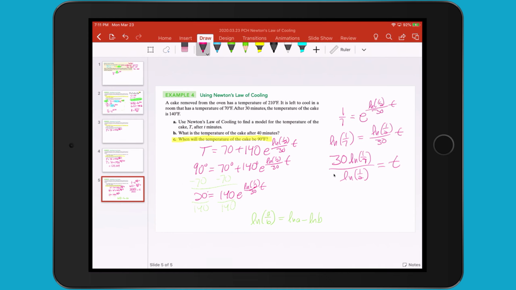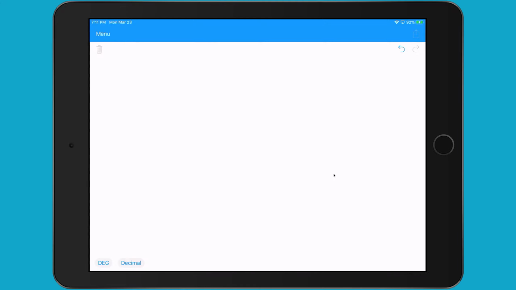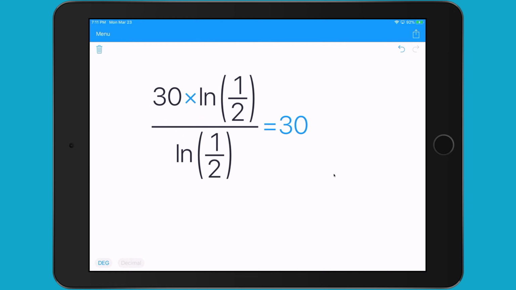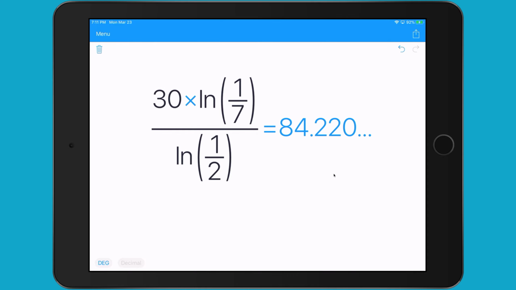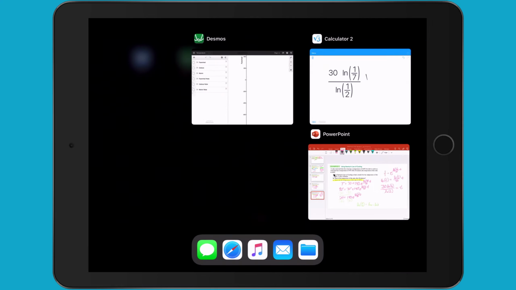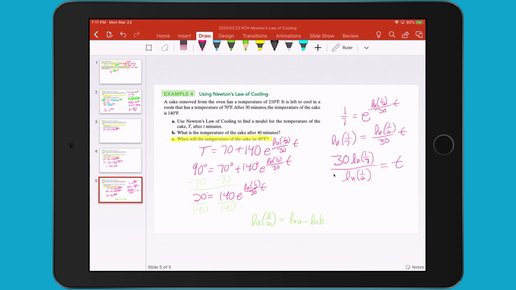Okay? But what we can do is go back over here, and we can write 30 natural log of 1/7 divided by natural log of 1/2, and let's see, there we go, 84.220, and this was minutes.